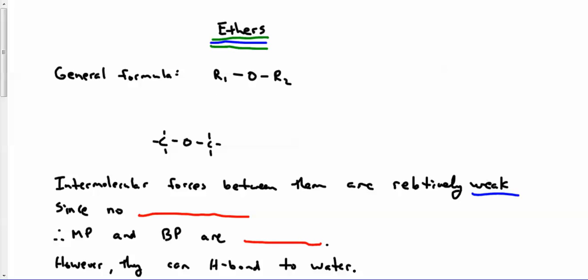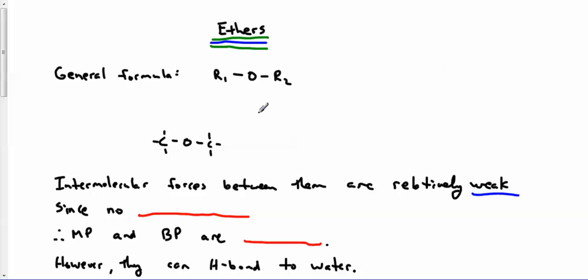All right, let's talk about ethers. Ethers have the general formula R1 bonded to an O, bonded to an R2, where R is some sort of carbon chain. So I've got carbon chain, O, carbon chain, or you might think of it as a carbon chain with an O stuck in the middle somewhere, like here.